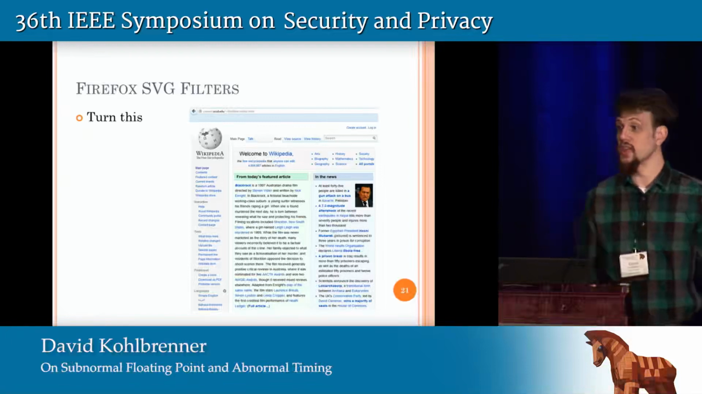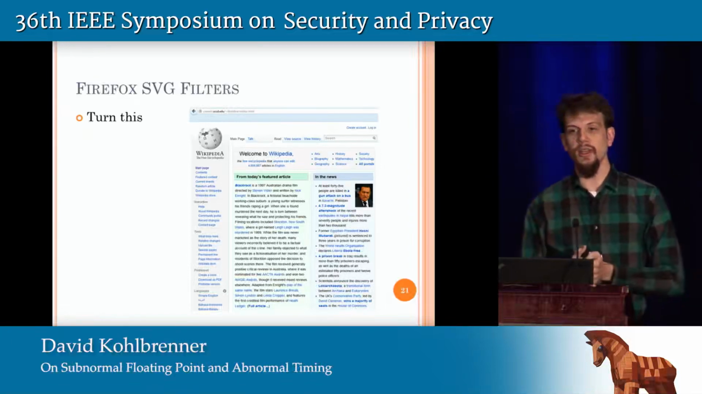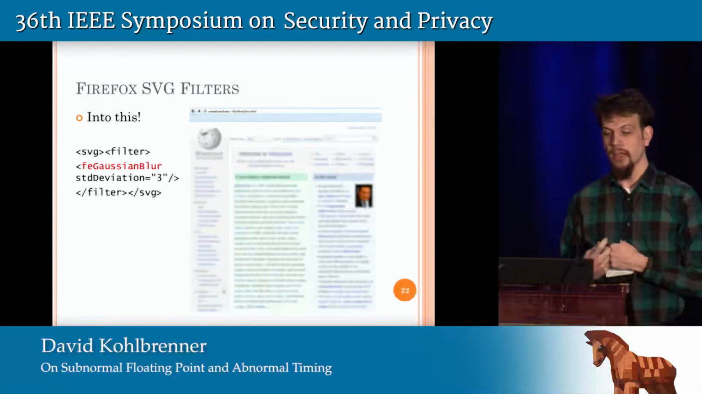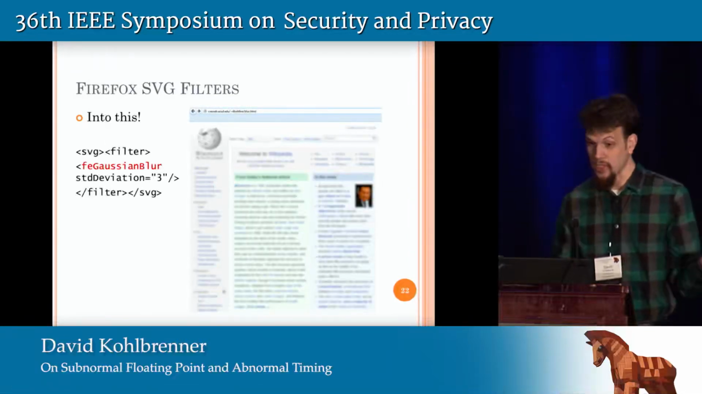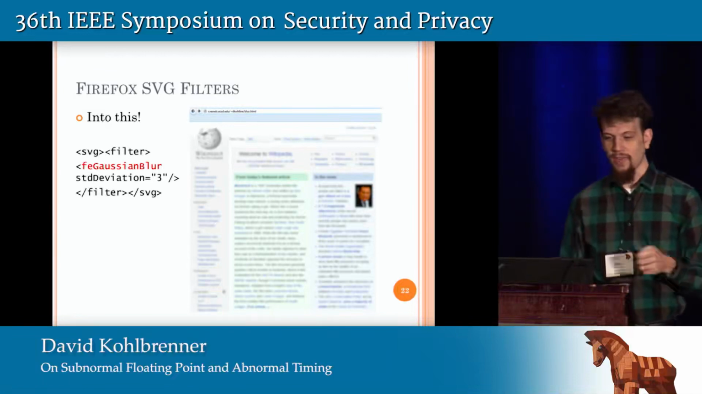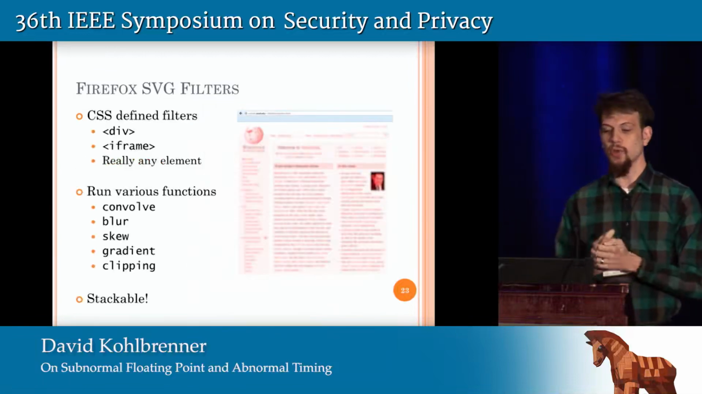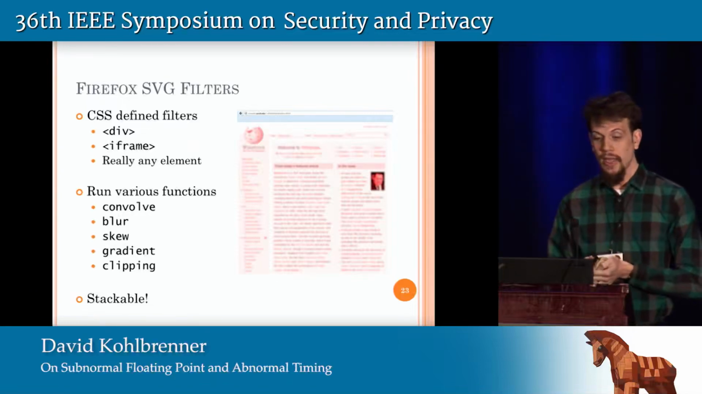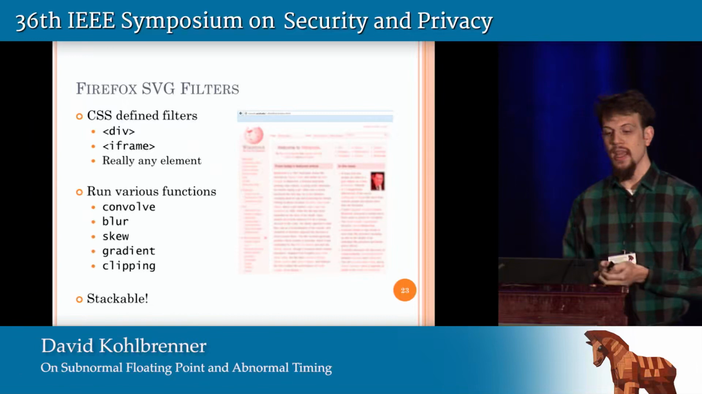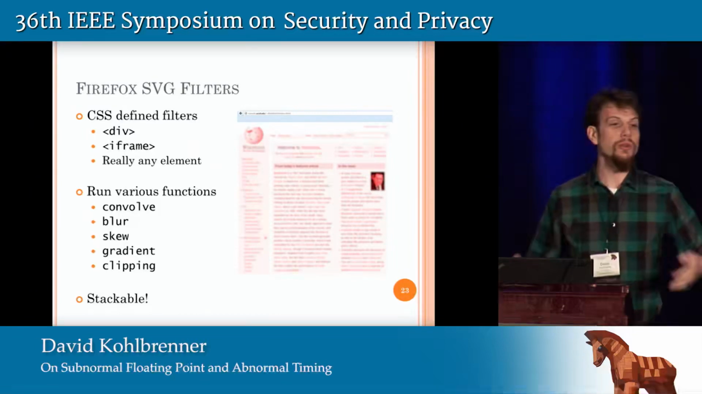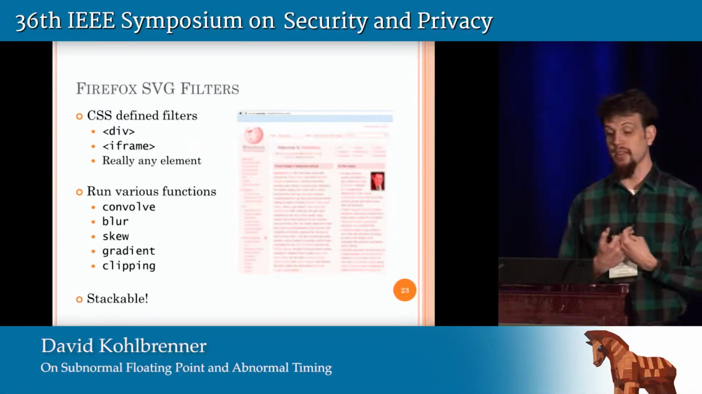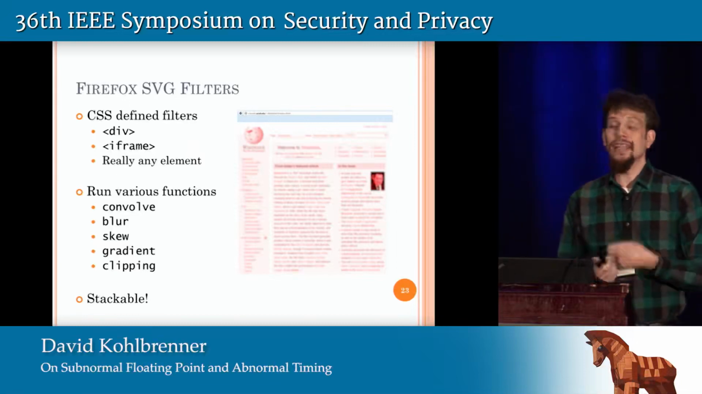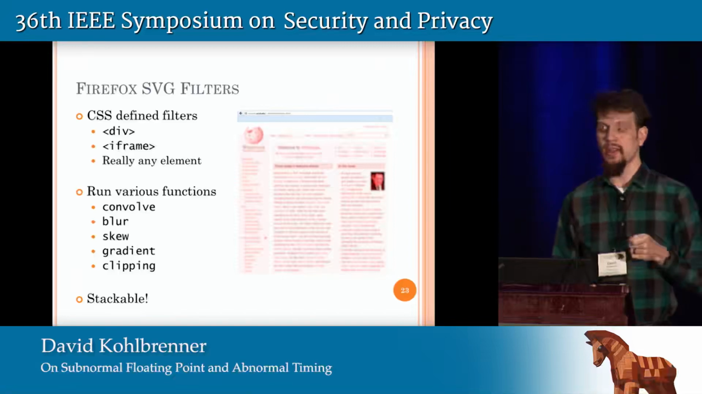So what's a Firefox SVG filter? Well, a Firefox SVG filter is a CSS thing that lets you turn this, an iframed copy of Wikipedia, into this, which is a blurred iframed copy of Wikipedia. This is very valuable, as we all know. It does actually let you do other things than that. You can apply it really to pretty much any DOM element that you would like, notably iframes in this case. And you can run a variety of different functions. You can run your blurs, your skews, gradients, clipping, etc. And very importantly, these are stackable filters. So I can apply 10 of these filters in a row composed and get back out a different result.